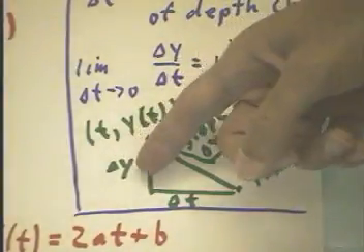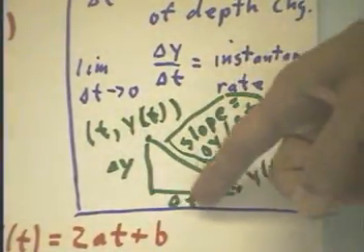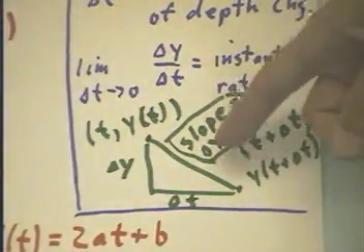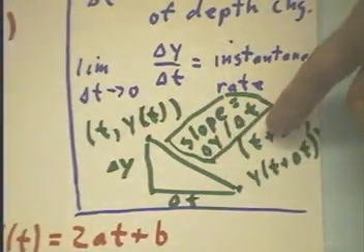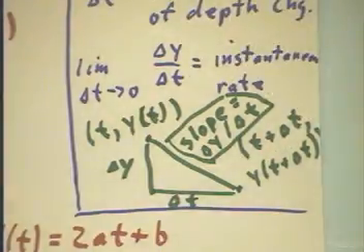We've got a delta y between y of t and y of t plus delta t, and we've got a delta t here. And the slope is delta y over delta t. Once more, an instantaneous rate is what we get when we let delta t approach 0.